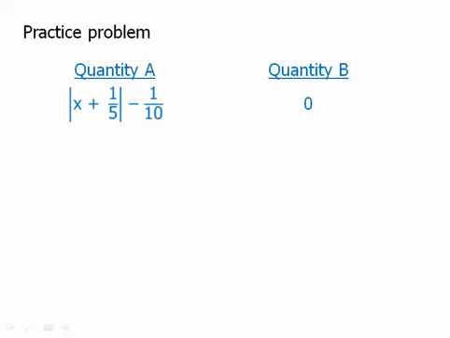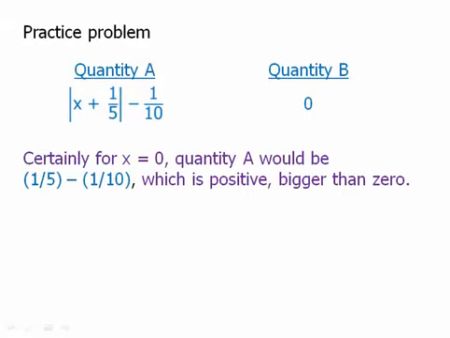So we have no restriction on x, so x could be anything. It might be an integer, it might be a fraction or a decimal. We have to keep that in mind. Certainly if x equals 0, quantity a would be 1/5 minus 1/10. We don't need to calculate that. That's something positive because it's bigger minus smaller. And so that's positive, so it would be bigger than 0. So there, quantity a is bigger.